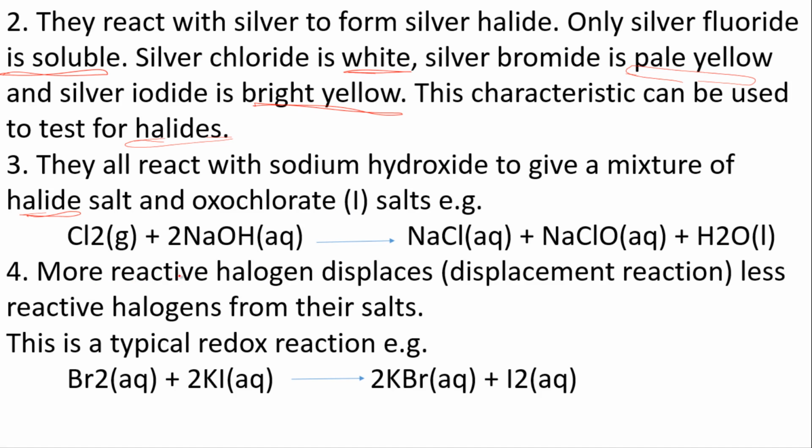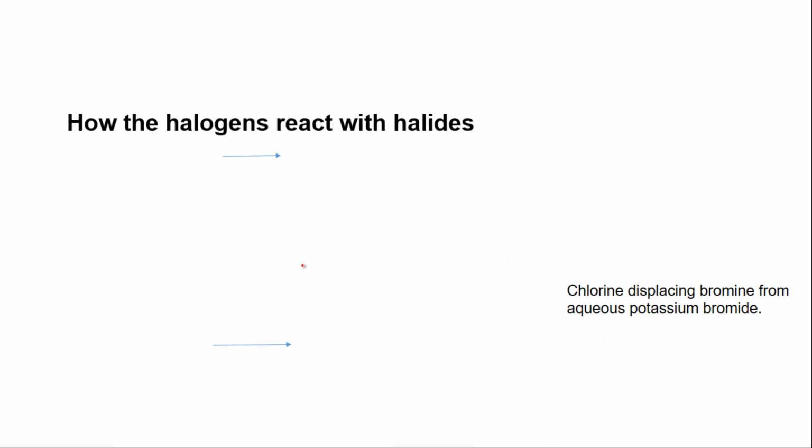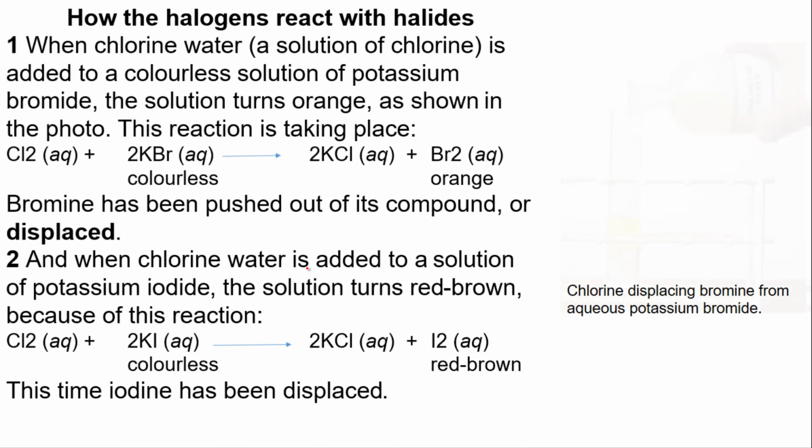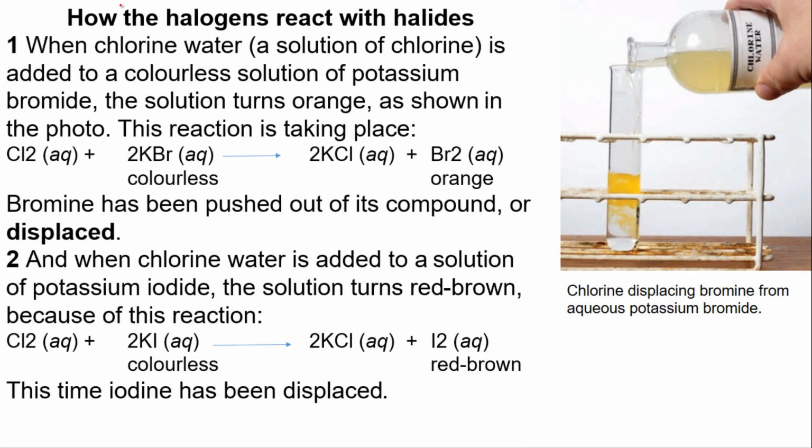Then a more reactive halogen displaces a less reactive halogen from its salt. Automatically, if you have bromine, then I have potassium iodide. This is a halide, but this halide is iodine, and bromine is higher than iodine in reactivity. So automatically bromine will displace iodine to form potassium bromide and iodine gas, or iodine aqueous. Then this is how the halogens react with halides.